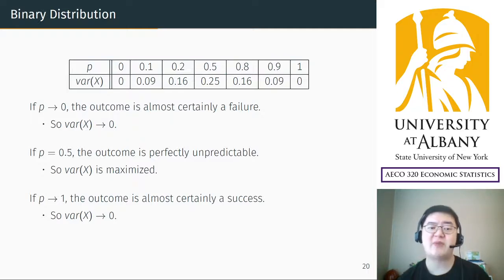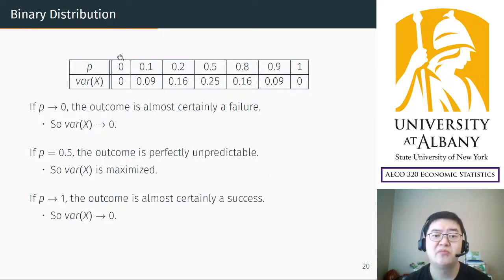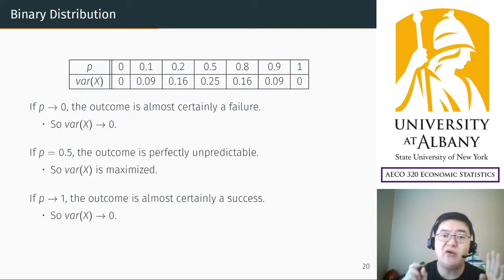What can we tell from this pattern? Say p, the probability of success, approaches 0. That means the outcome will almost certainly be a failure. So you can predict the outcome, and there is little uncertainty. Because uncertainty is very small, the variance converges to 0. Most of the observations will be concentrated at failure, and there will be very few successes. So the variability is very small.